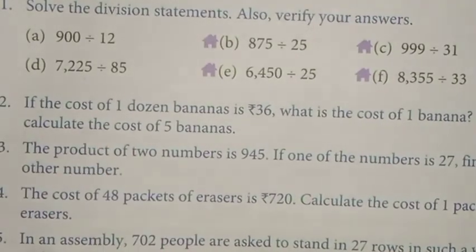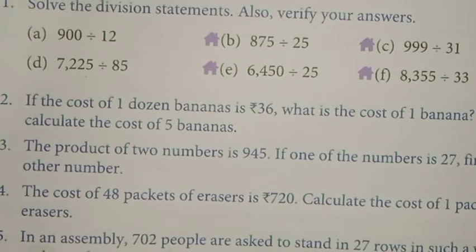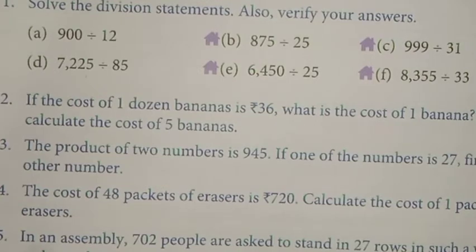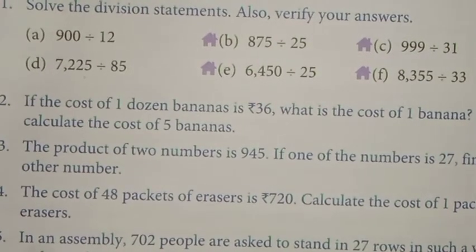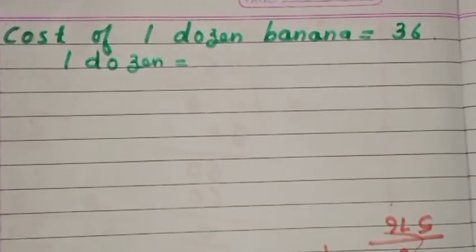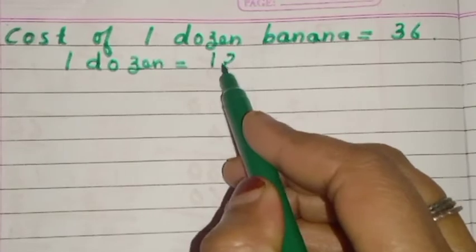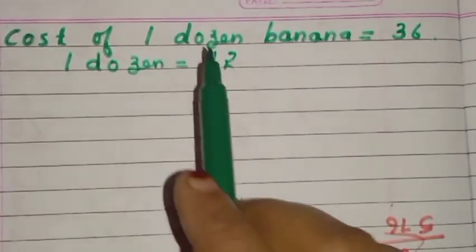The cost of 1 dozen bananas is rupees 36. Then what is the cost of 1 banana? Also calculate the cost of 5 bananas. So using steps you can find out the answer. Cost of 1 dozen bananas equals 36 rupees. So we already studied, 1 dozen means how many? 12. Okay. So the cost of 1 dozen bananas is 36.